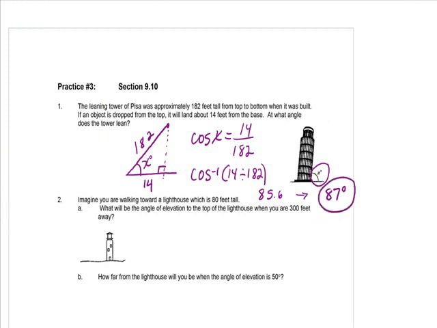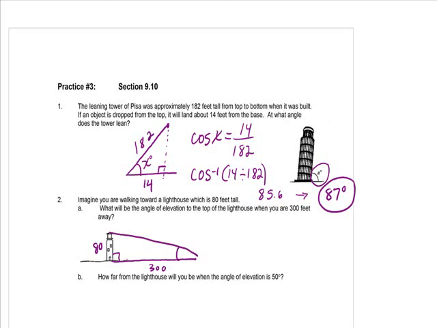Alright, imagine you're walking towards a lighthouse which is 80 feet tall. And what will the angle of elevation to the top of the lighthouse be when you're 300 feet away? So say that's 300. You want the angle of elevation, which will be right here. Go ahead and press pause and try to figure this out yourself.